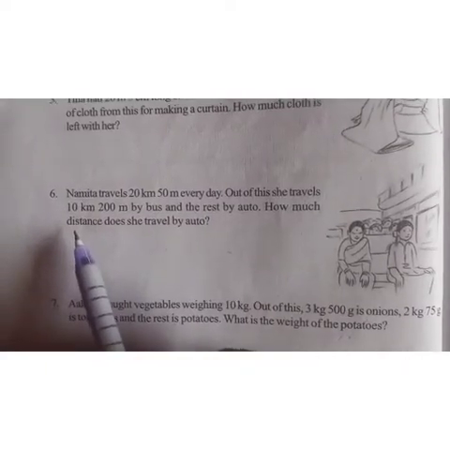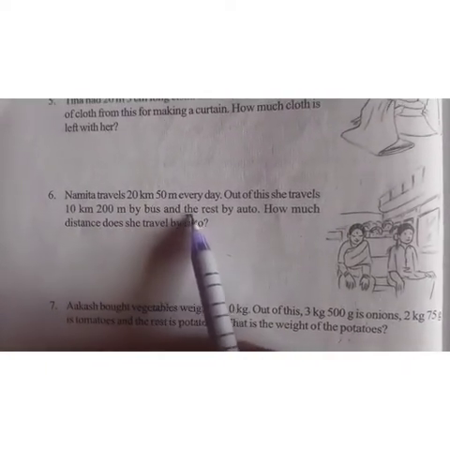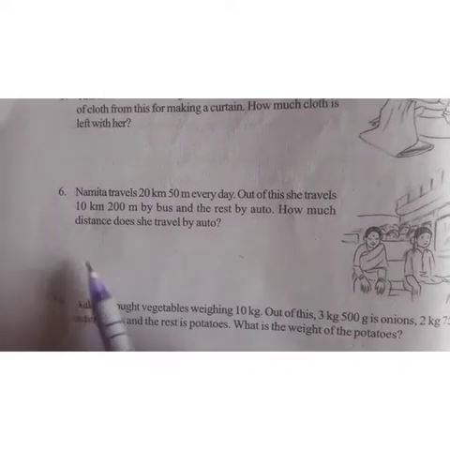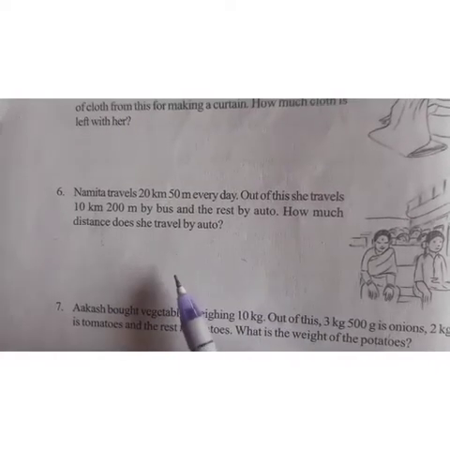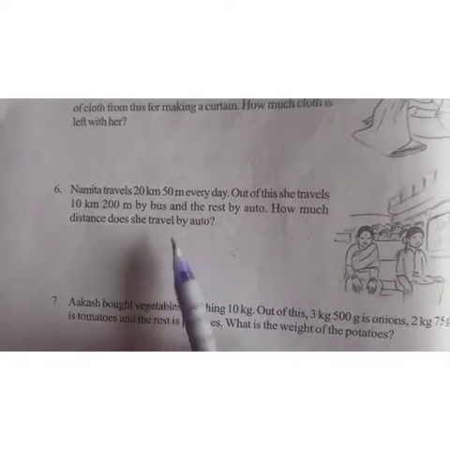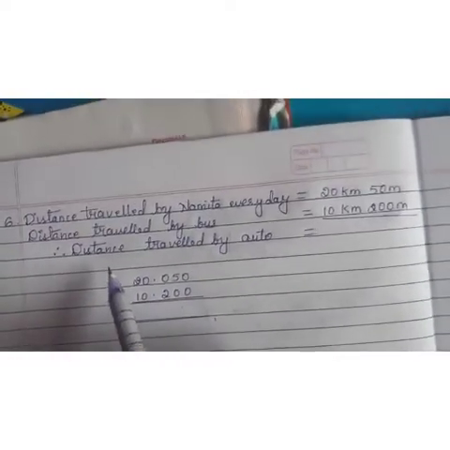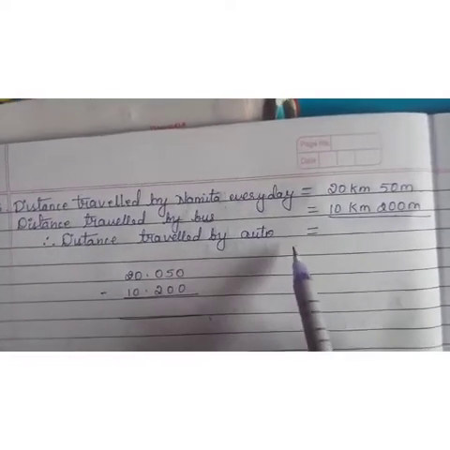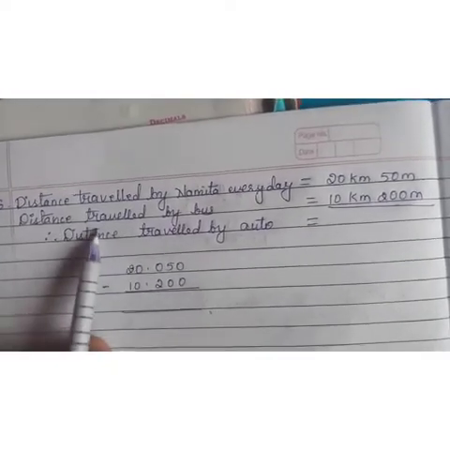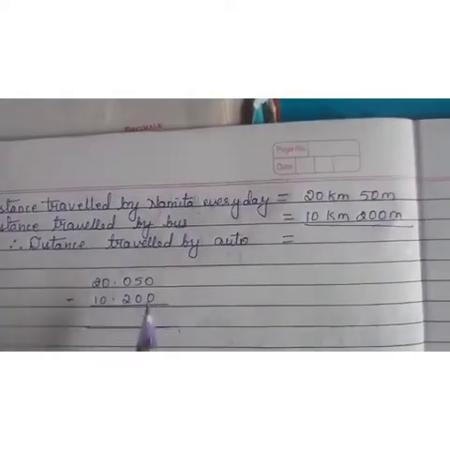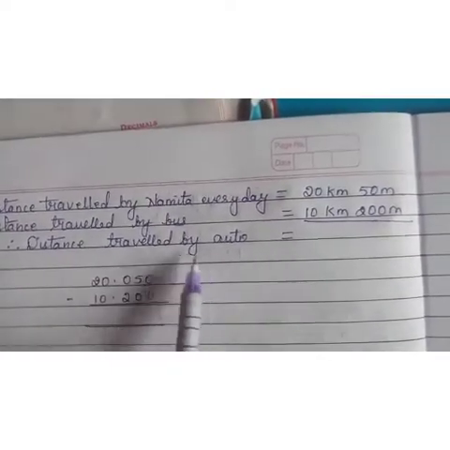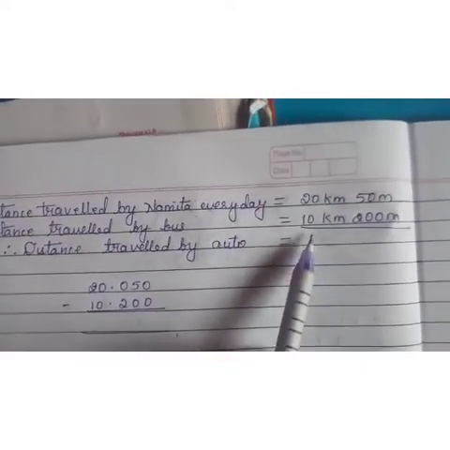Question number 6. Namita travels 20 km 50 meters every day, out of which she travels 10 km 200 meters by bus and the rest by auto. How much distance does she travel by auto? So children, you have to write the statement first. So your statement will be, distance traveled by Namita every day is equal to 20 kilometers and 50 meters. Similarly, distance traveled by bus is equal to 10 kilometers and 200 meters. So you have to find the distance she travels by auto. So you have to subtract this.